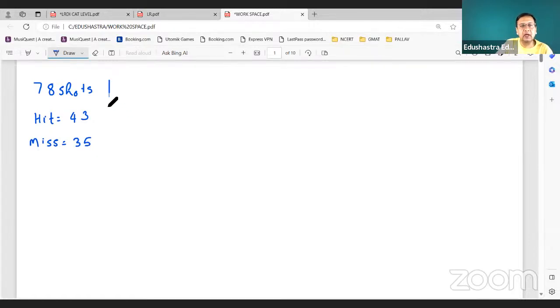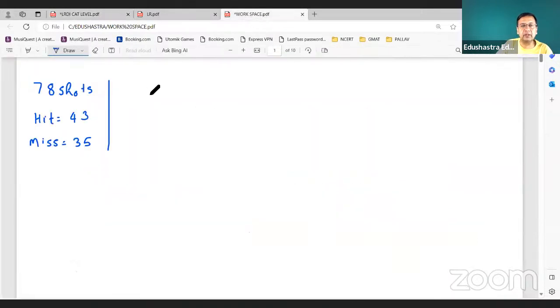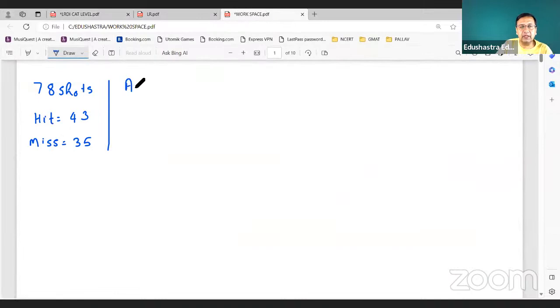Now I write the information for the points. A is 60 points, B is 53 points, and C is 43. So A is getting 60 points, B is getting 53 points, and C is getting 43. This is the information.